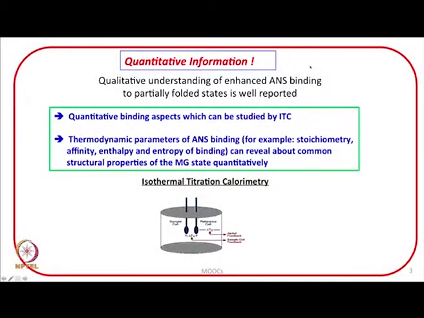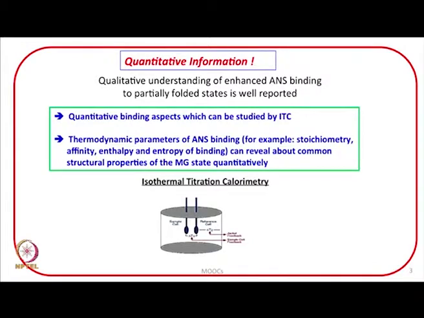The comment is, quantitative binding aspects can be studied by ITC. And the next comment is, thermodynamic parameters of ANS binding, for example stoichiometry, affinity, enthalpy and entropy of binding, can reveal common structural properties of the MG state quantitatively, and I would rather further add if any.